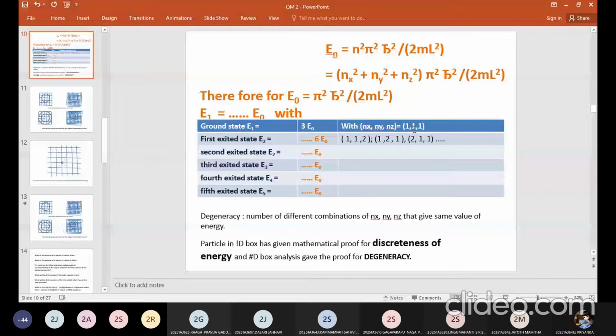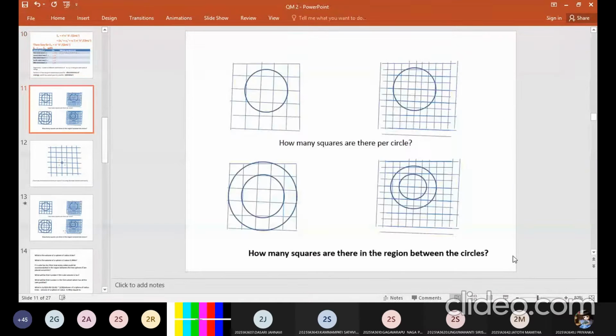Like with nx, ny, nz as 1, 1, 1, and with one of them being 2, you get 3 degenerate states. Similarly, we tried to understand that when we have a particle in a three-dimensional box, it has discrete energy levels as well as degeneracy. A particle in a one-dimensional box gives you discrete energy levels, whereas a particle in a three-dimensional box gives you discrete energy levels as well as degeneracy. What is degeneracy? More than one state having the same energy, or to say we have more number of states with the same energy.